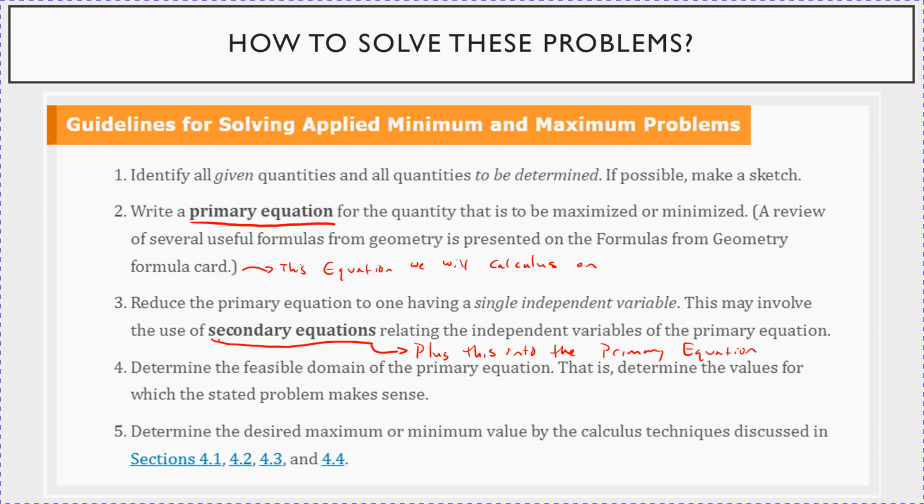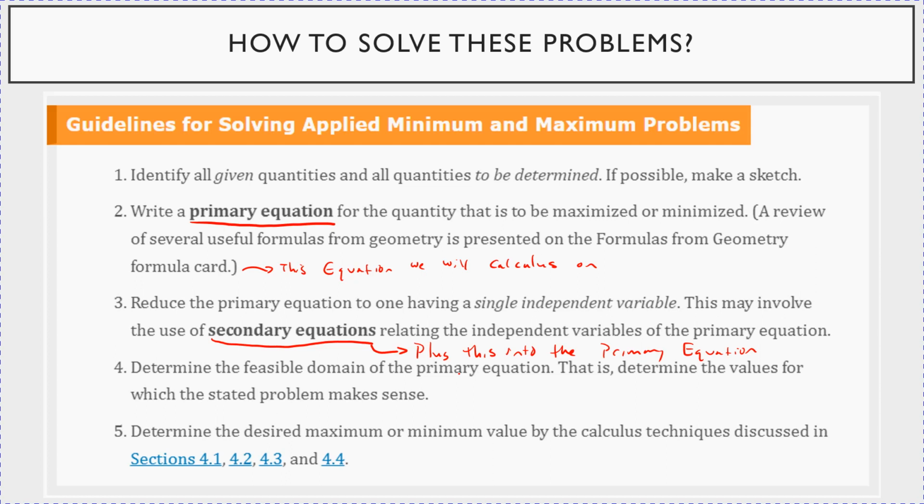Next you're going to determine the feasible domain of the primary equation. That is, determine the values for which the stated problem makes sense. Sometimes the problems will ask you for length and width, so you can't have a negative number, things like that. Then you're going to determine the desired maximum and minimum values by all the calculus techniques that we've discussed in all the previous lectures.